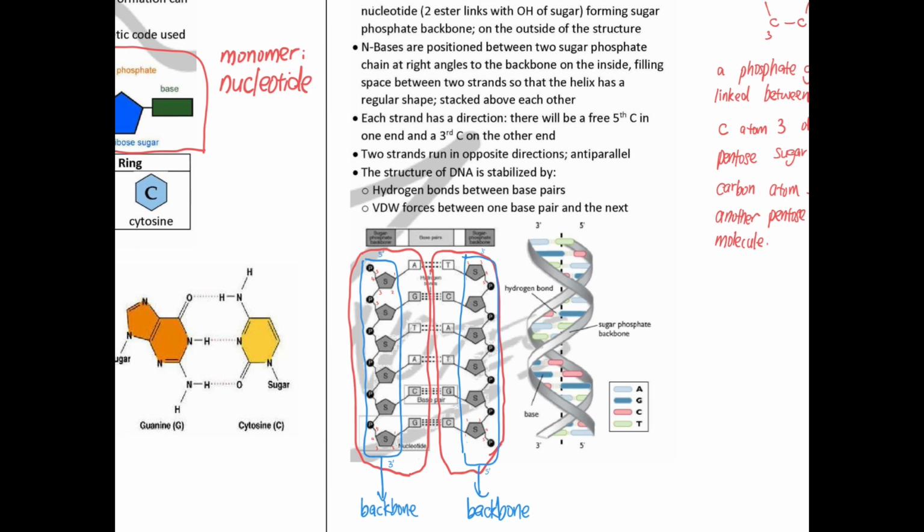Okay, we move on here. The structure of DNA is stabilized by hydrogen bonds between base pairs, which is here or here, 2 hydrogen bonds, 3 hydrogen bonds, and so on, and van der Waals forces between one base pair and the next. Even from here to here, there are van der Waals forces that stabilize them. So we have two intermolecular forces that stabilize the DNA: hydrogen bonds and van der Waals forces. Now let's move on.